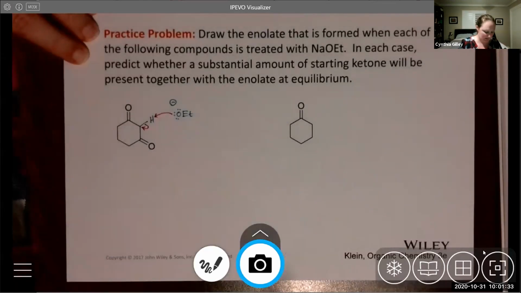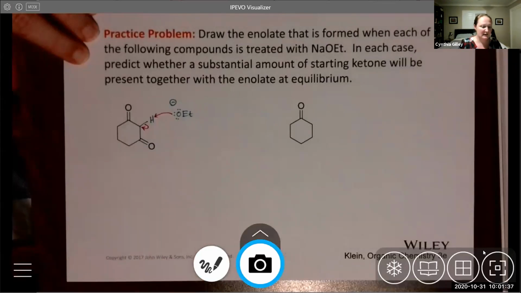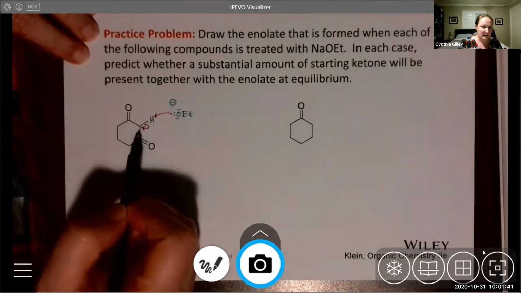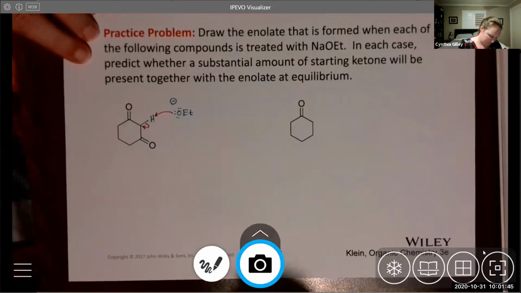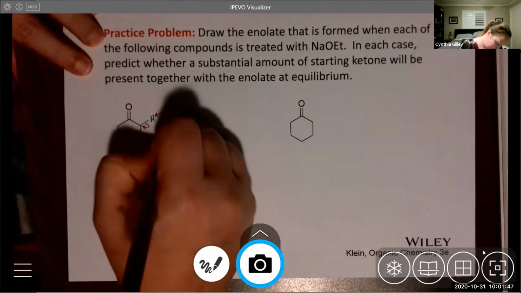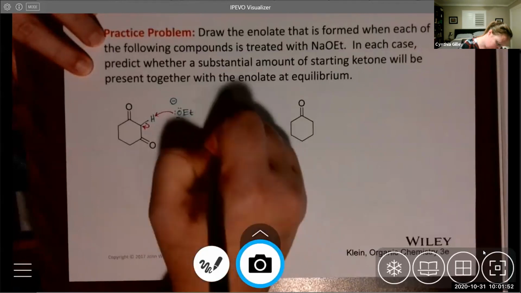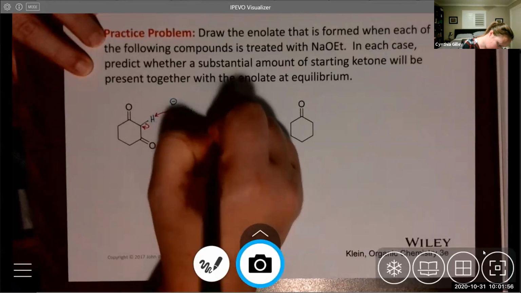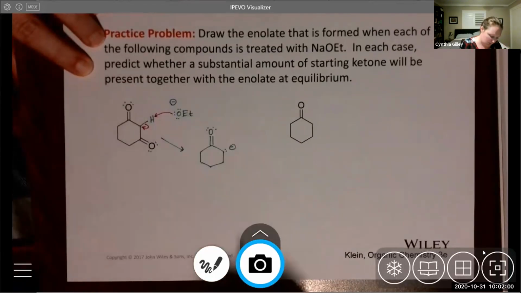Showing the mechanism there, I'm just going to go ahead and leave the lone pair on the alpha carbon. And if I wanted to, I could have shifted the electrons all the way up to the oxygen, but it's optional. And just because I'm drawing a mechanism, I'm going to go ahead and add in all the lone pairs as well.